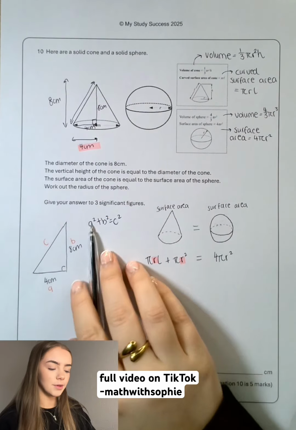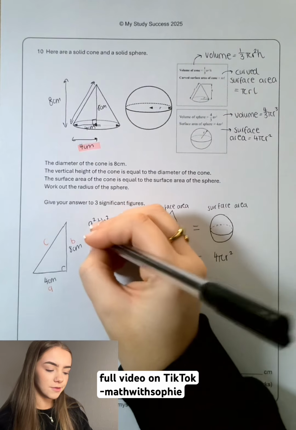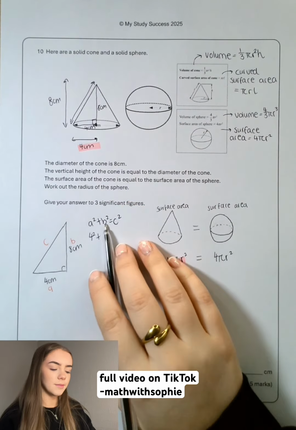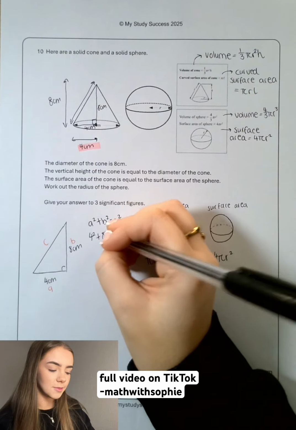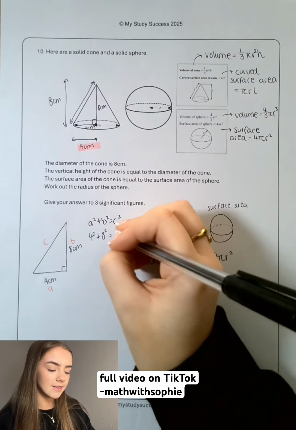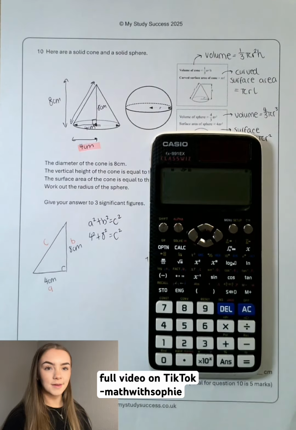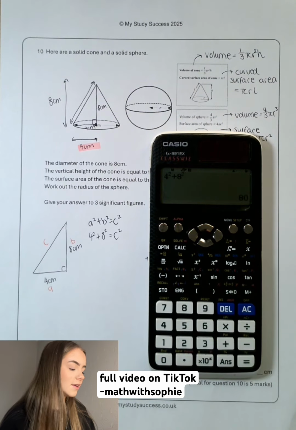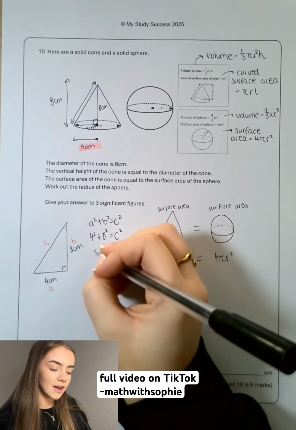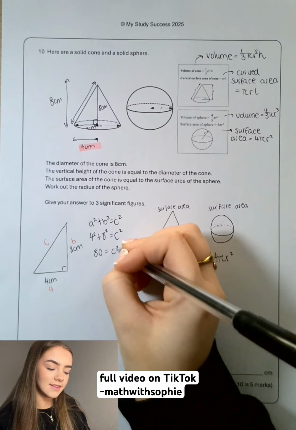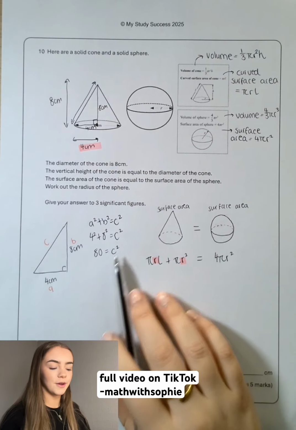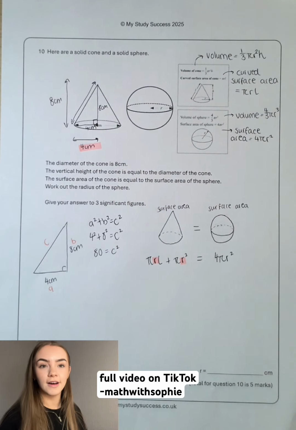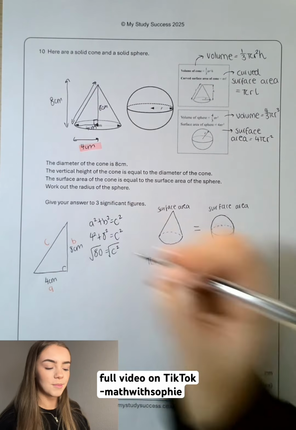In this case, in place of a we have 4, so this will be 4 squared, plus in place of b we have 8, so this will be 8 squared, and this is equal to c squared. Simplifying what we have on the left hand side, 4 squared plus 8 squared is a total of 80. So 80 is equal to c squared. But we don't want c squared, we just want c. And the opposite of squaring something is to square root something. So let's square root both sides.